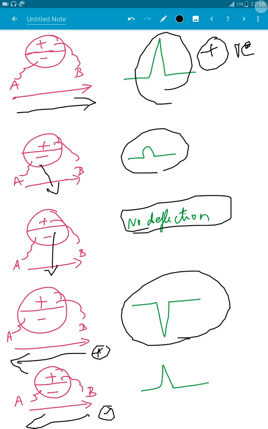Okay, when the electrical activity is parallel to it, there will be positive deflection. When it is oblique, some positive deflection. When it is perpendicular, there will be no deflection at all. And if the positive ion is moving towards the negative side, there will be maximum negative deflection. If the negative ion is moving towards the negative side, there will be maximum positive deflection. This is the basic principle.